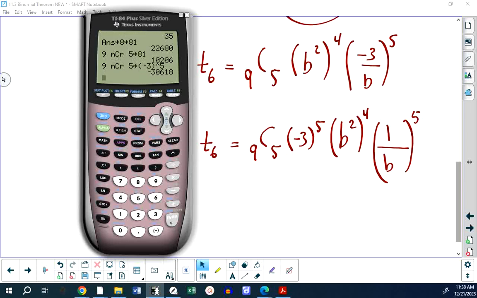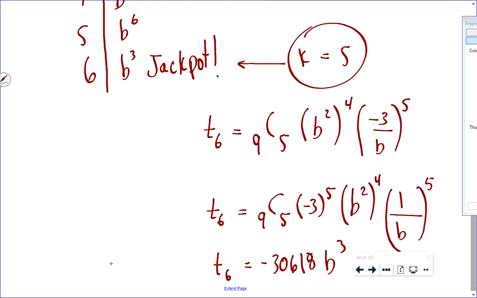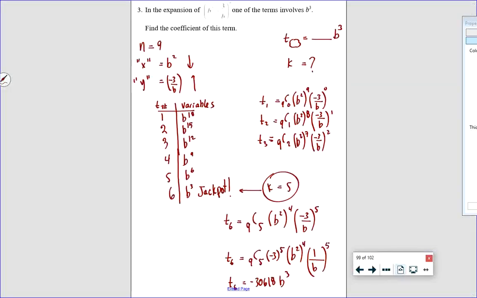Anybody else for that number? Okay. Negative 30618. So the 6th term is negative 30618 b cubed. So the coefficient, the answer to the question is just that number, negative 30618. Once again, with this question, your primary objective becomes, what is k? I need to know what k is. And then it's like the previous questions, which should be easy.